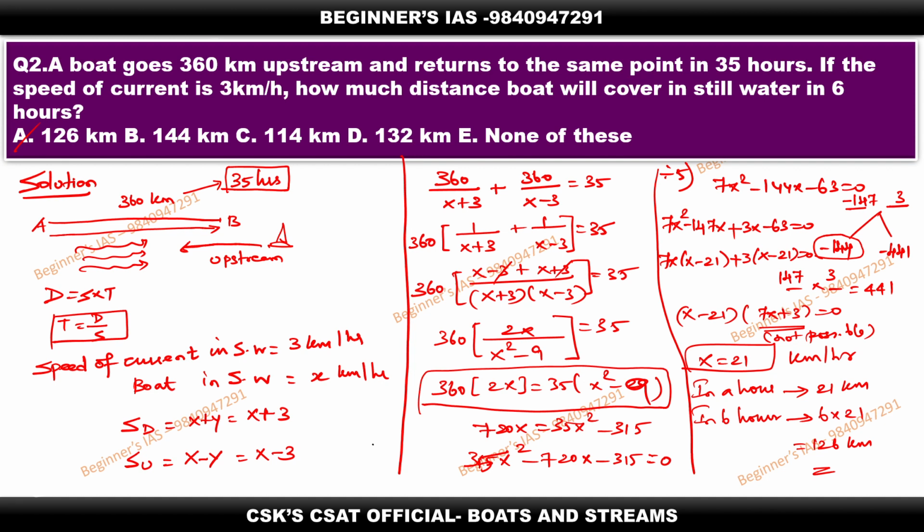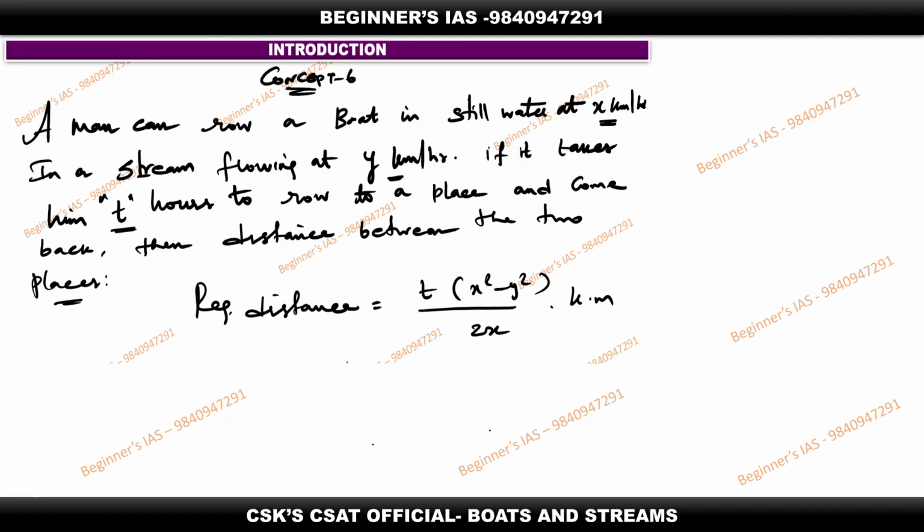I will tell you the second method to solve this one. So whatever I have encircled here, you can get directly. So please listen to this concept. A man can row a boat in still water at x km per hour. You can take this as a man as well as a boat, in a stream flowing at y km per hour.